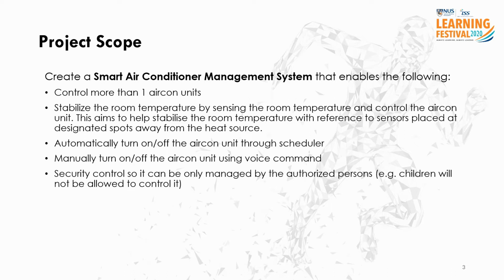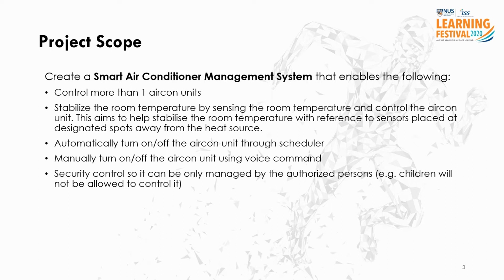This aims to help stabilize the room temperature with reference to sensors placed at designated spots away from the heat source. The third one is to automatically turn on and off the aircon unit through a scheduler. This solution will solve the problem for companies or households who tend to forget to switch on or off the aircons. The fourth one is to manually turn on and off the aircon unit using voice command.